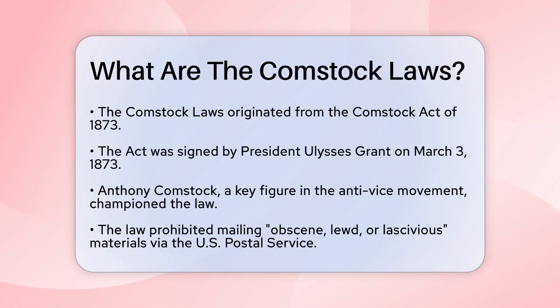The Comstock Laws originated from the Comstock Act of 1873, a federal law signed by President Ulysses Grant on March 3, 1873. This law was championed by Anthony Comstock, a prominent figure in the anti-vice movement of the time. Comstock was determined to rid society of what he considered obscene and immoral materials. So what exactly did the Comstock Act do?